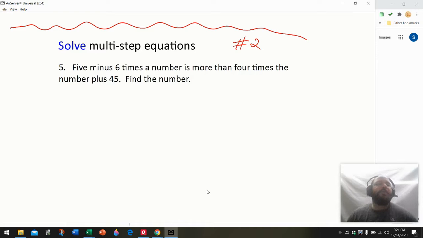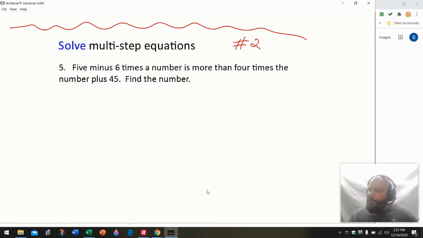So we're going to start out with, it's kind of like a word problem. It's more of a descriptive word problem than a word problem per se in like a real life example. But it says 5 minus 6 times a number is more than 4 times the number plus 45. Find the number. So what they want you to do is take this description and write an algebraic expression that represents the description that you see here.